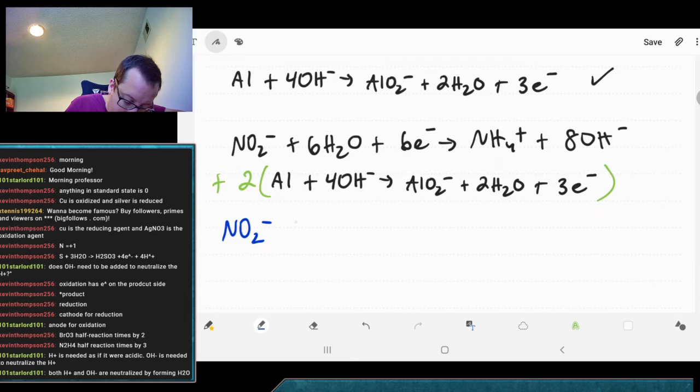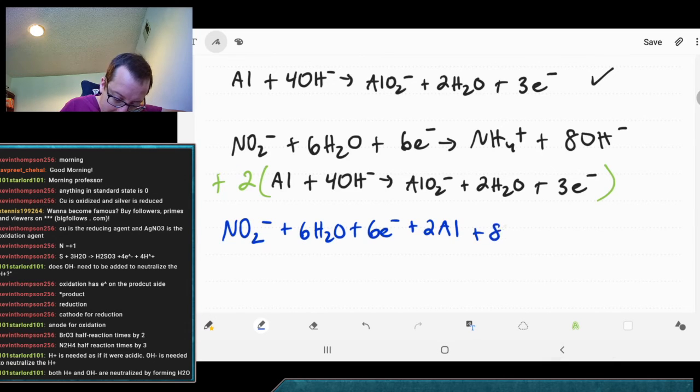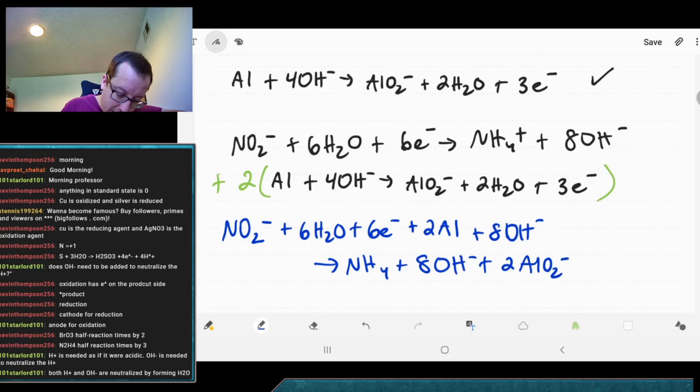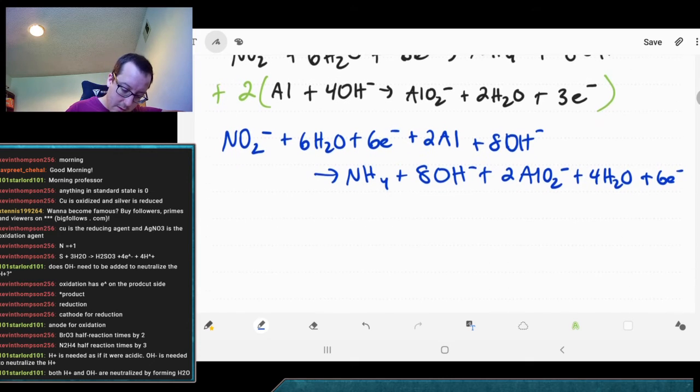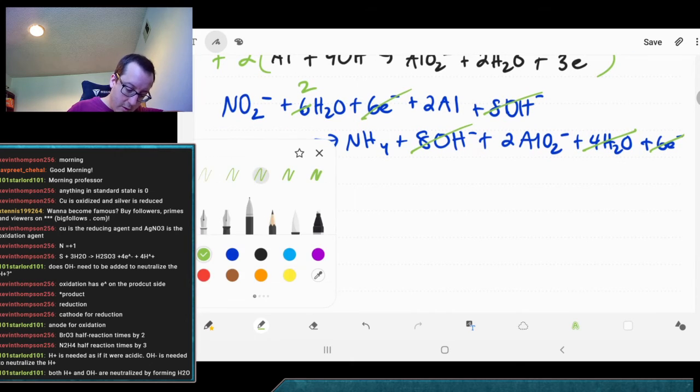we get NO2 plus 6 waters plus 6 electrons plus 2 aluminums plus 8 hydroxides turns into ammonium plus 8 hydroxides plus 2 aluminum weird ions plus 4 waters plus 6 electrons. We see hydroxides cancel, electrons cancel. We're going to end up with 2 waters, and then we're done. Hooray.